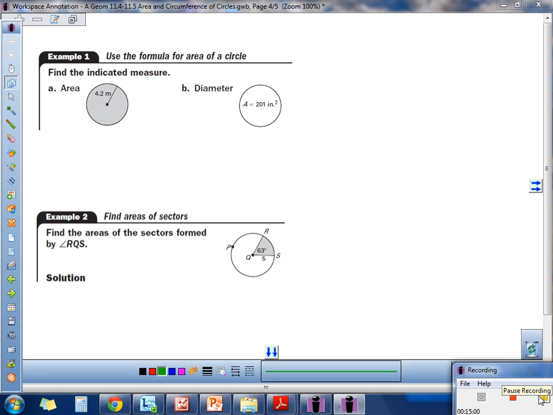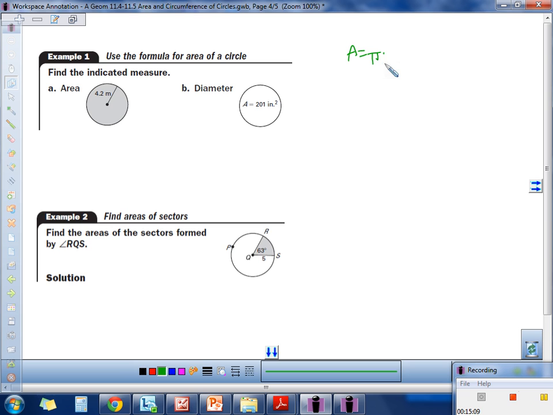Now we're ready for the area problems. Does anybody remember what the area formula is? Pi r squared. You should memorize that if you haven't already. Area equals pi r squared. So the first one's very easy. You just plug in the radius to that formula. So area equals regular pi times radius is 4.2, and then squared, just that 4.2.